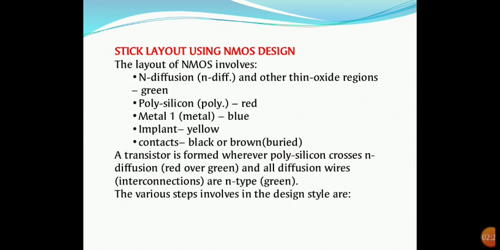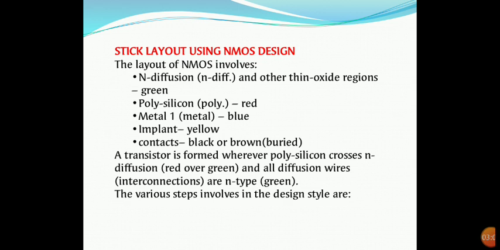So the next topic is stick layout using NMOS design. To design the NMOS, how to use the stick layout. The first thing is NMOS diffusion and thin oxide regions, which will be in green color, and then polysilicon in red color, and then the metal layer in blue color, the implant in yellow, the contact cuts in black or brown. The brown is only for buried contact, which will be discussed in later topics.